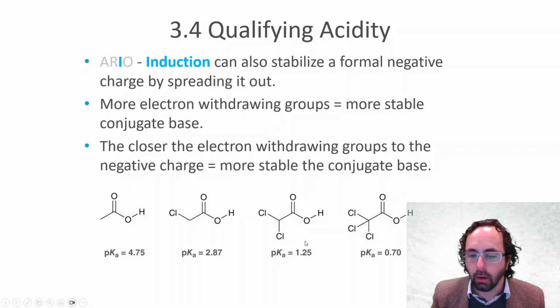And we can see, though, that the pKa for the trichloroacetic acid here is much lower, so it's much more acidic than the one without the chlorine atoms. And this is because this electron withdrawing effect helps to spread out that negative charge even more and make for an even more stable conjugate base.